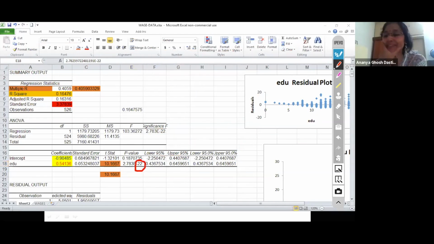Let me point this out. Whenever you have a very large number, Excel cannot fit it into that small space, so it will give you these kinds of messages. E minus 22 means this is 2.783 divided by 10 to the power 22. So it is a very small number, almost 0. So the p-value is very low, and we are clearly rejecting the null, whether you're looking at t-statistics or p-values. I hope that takes care of your query.